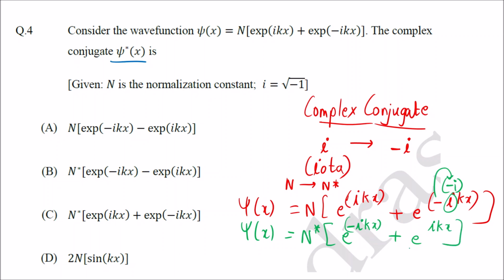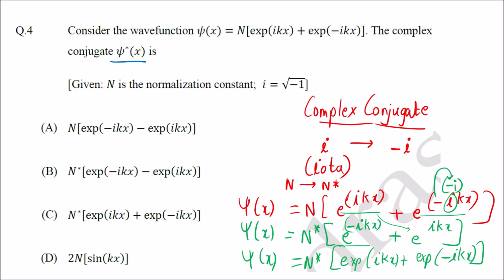Okay, so you can see basically we have got the same thing. This term is written first and then e raised to plus ikx is written later on. So we can rearrange and write exponential of ikx plus exponential of minus ikx. So this is the final answer.